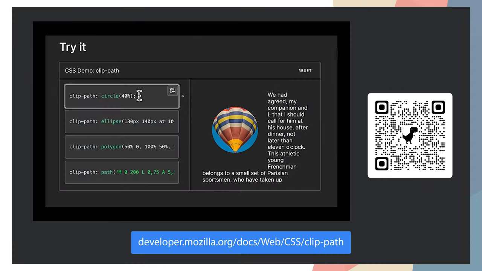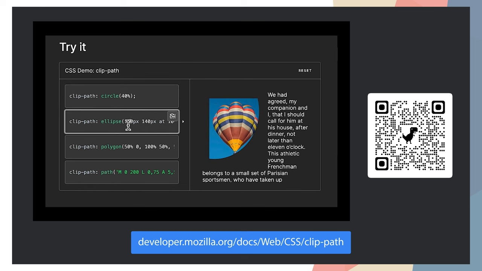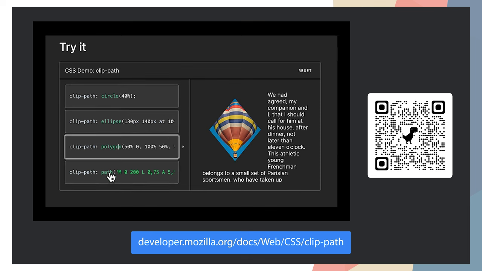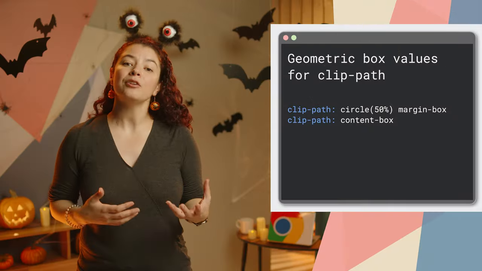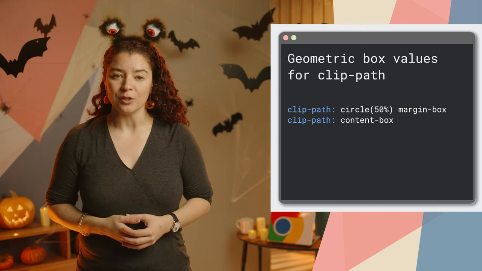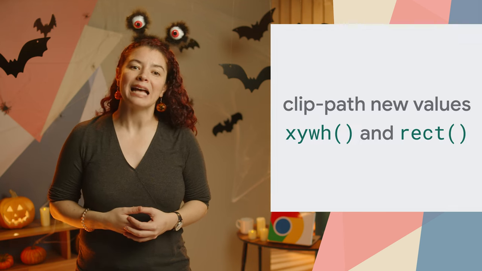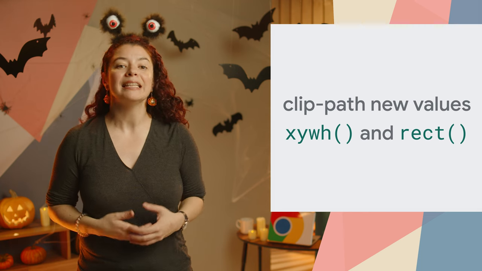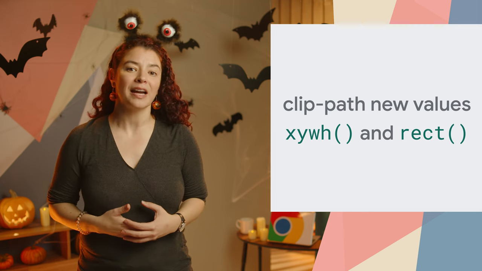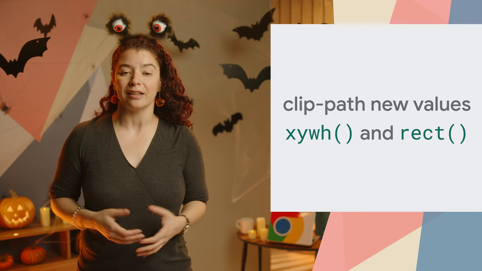The clip path property creates a clipping region that sets what part of an element should be shown. Parts that are inside the region are shown, while those outside are hidden. Now you can use geometric box values, like the example on the screen, as well as the functions XYWH and rect that make it easier to specify rectangular or rounded rectangular clips.